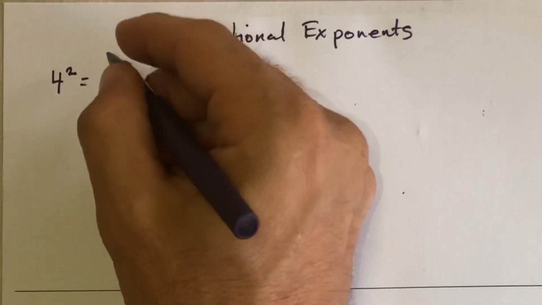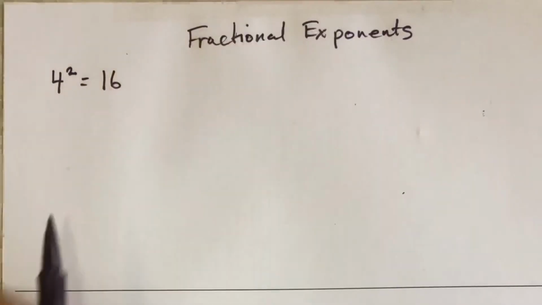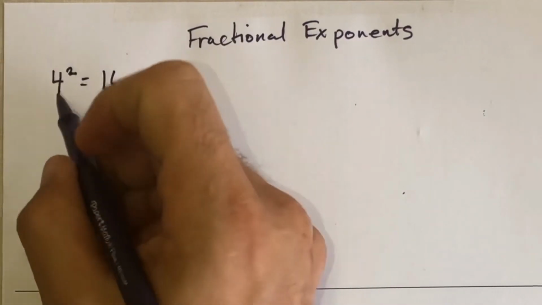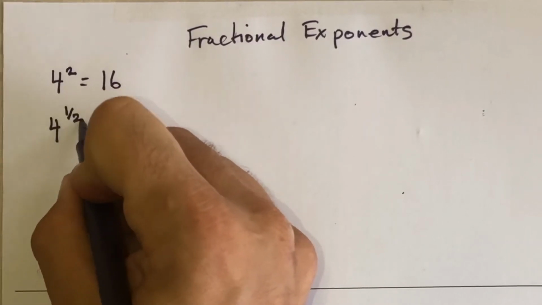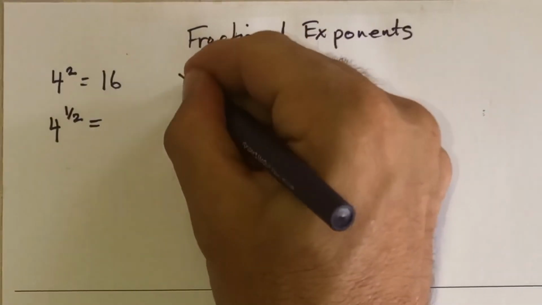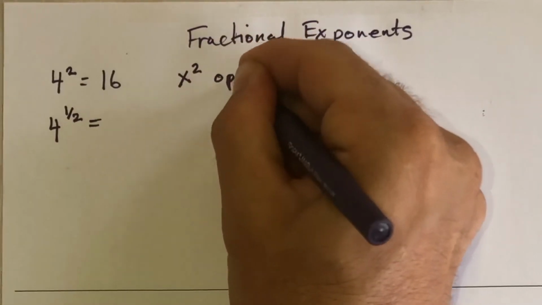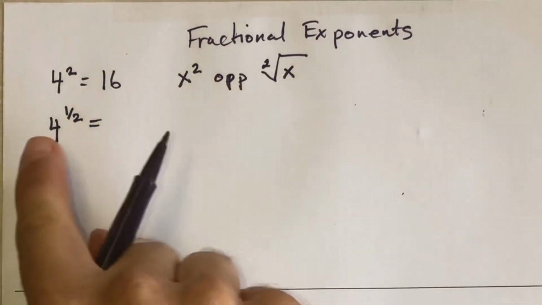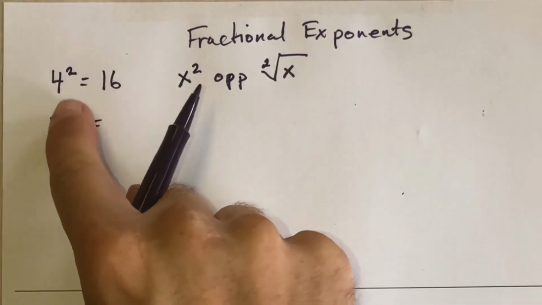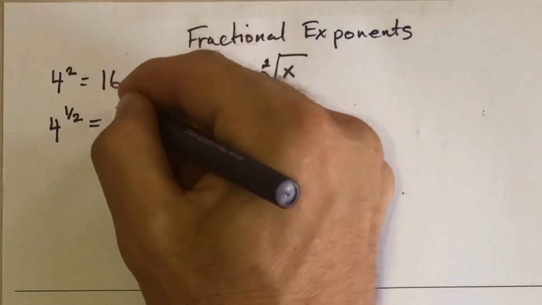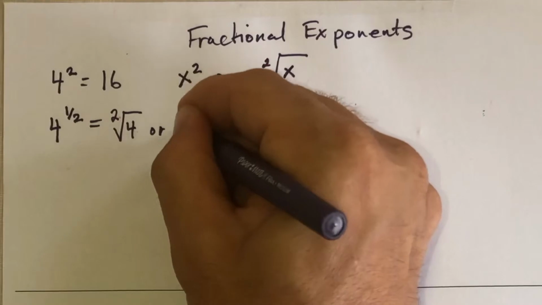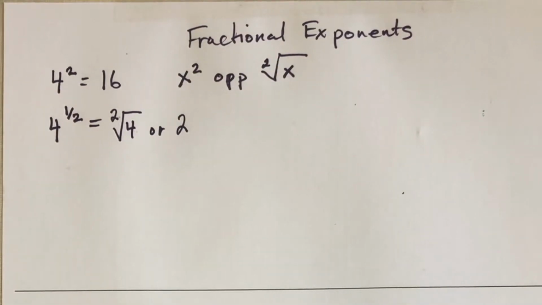So we know 4 squared, let's say, is 4 times 4 or 16, okay? And if we're doing the inverse of 2 as a number, we would say that's 4 to the 1/2. Now, what would be the opposite of squaring something? The opposite of squaring something is taking the square root of that number. So 4 to the 1/2, the opposite of 4 squared, would just be the square root of 4 or 2.